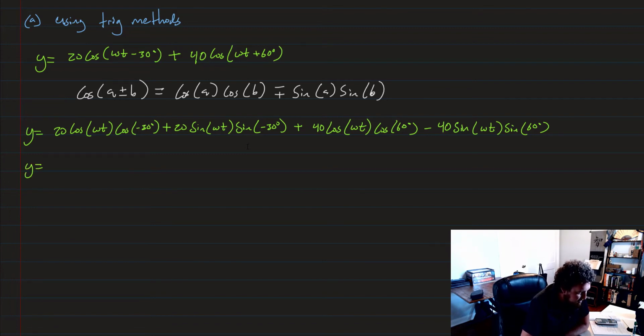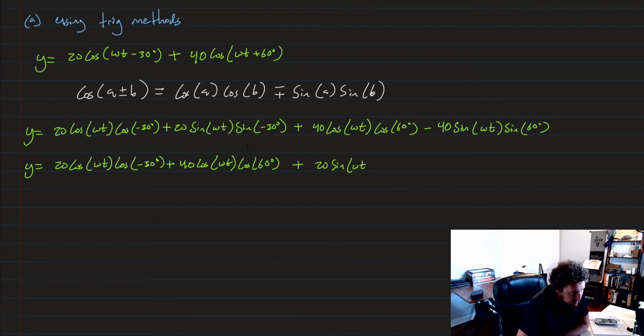So we'll say that y is equal to, let's first combine our cosine and sine terms. So we'll say that we've got 20 cosine omega t times the cosine of minus 30 degrees plus 40 times the cosine of omega t times the cosine of 60 degrees plus, let's put the sine components together, 20 times the sine of omega t times the sine of negative 30 degrees minus 40 times the sine of omega t times the sine of 60 degrees. Now in both of these expressions I can factor out the component that has omega t.